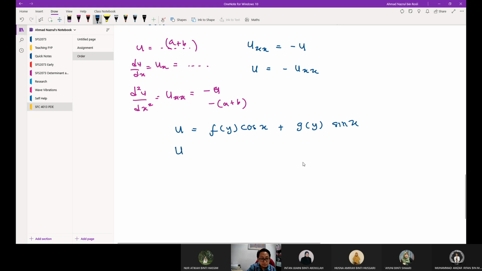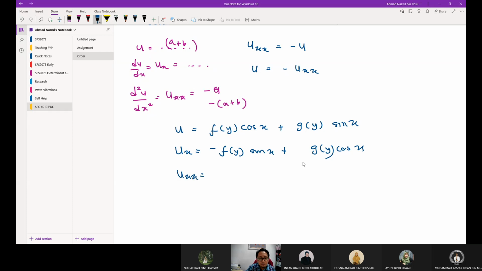Kalau kita differentiate u_x, you can get differentiate cos x, jawapan dia negative sin x. f(y) ni akan jadi constant je, plus differentiate sin you can get cos, cos x g(y).